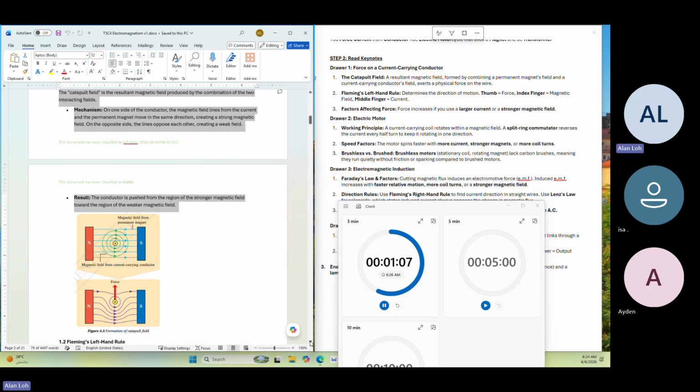This chapter is not an easy chapter, just to let you know. Okay, by now you should be reading the diagram and appreciating what the magnetic field is, what the catapult is, how the magnet affects it, and what the force is.